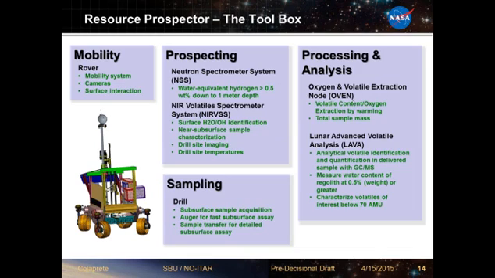Basically it allows us to heat it up to about 900 degrees centigrade and burn off volatiles. As we bake off those volatiles, we can measure them with a gas chromatograph mass spectrometer system called LAVA, the Lunar Advanced Volatile Analysis. So we have a very capable analytical lab that we bring to the moon. And this toolbox, if you will, allows us to really identify, locate, and analyze the materials that we're interested in.